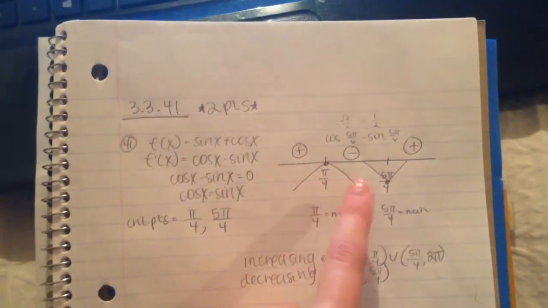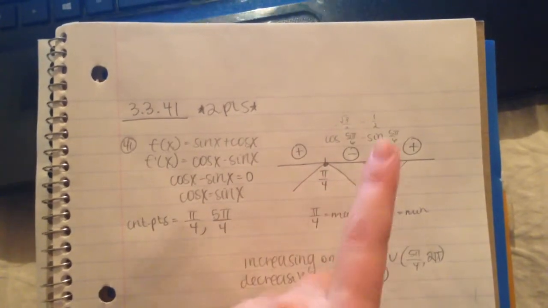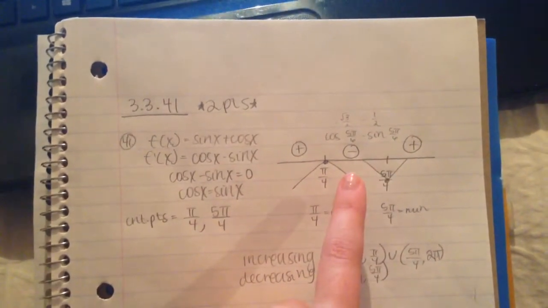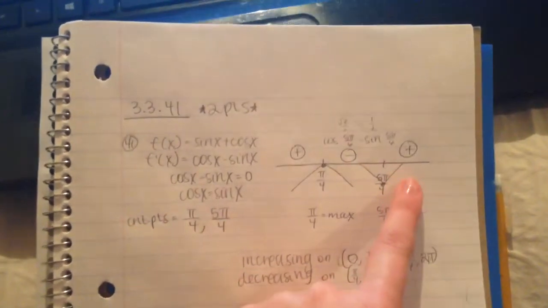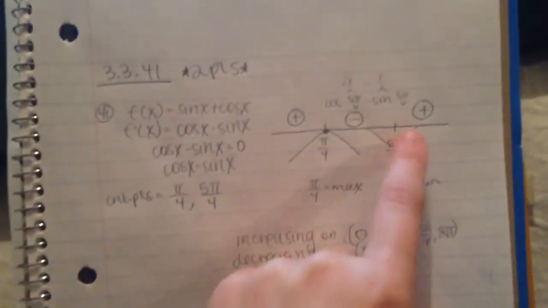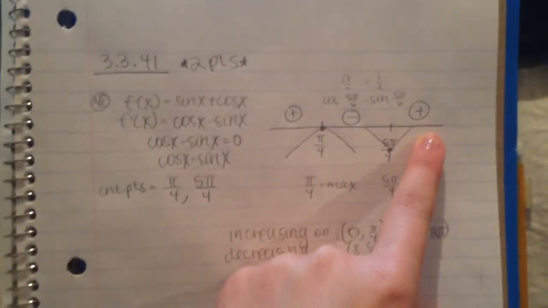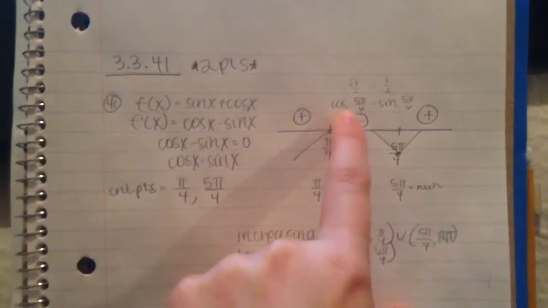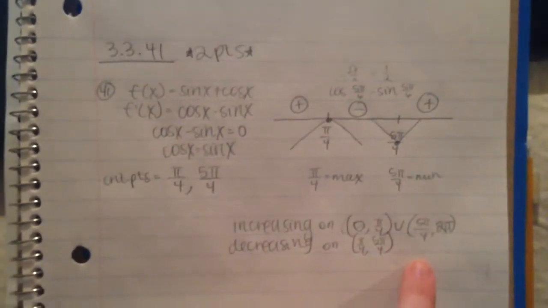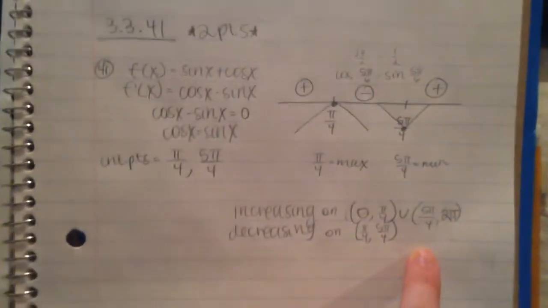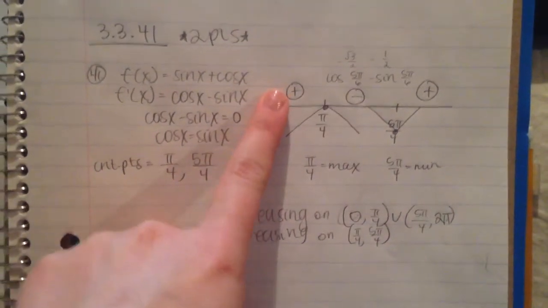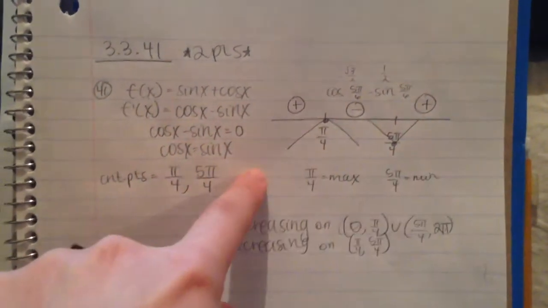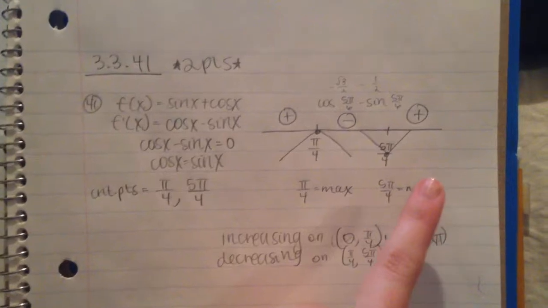And when I plugged that into cosine of x minus sine of x, I got a negative answer. And then I used 2 pi as a test value. And when I plugged that into cosine of x minus sine of x, I got a positive answer. So therefore, the positive, negative, and positive mean that it's increasing, decreasing, or increasing.